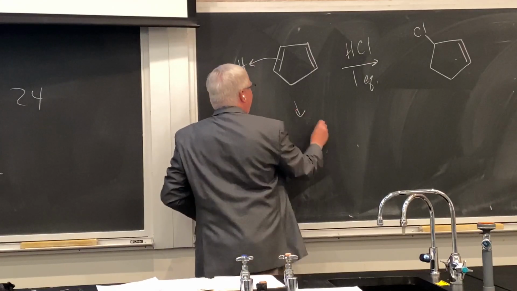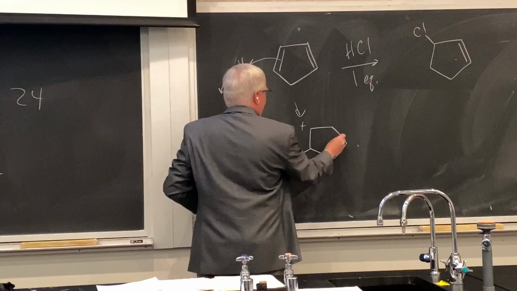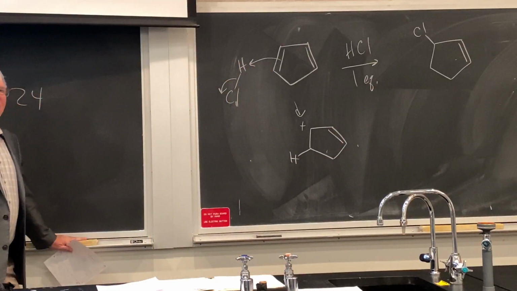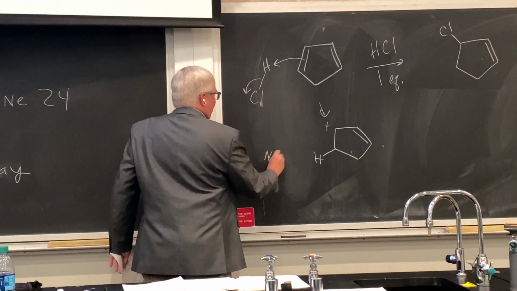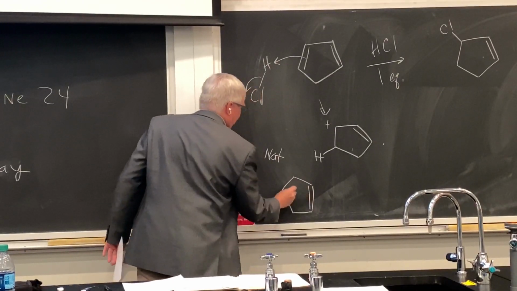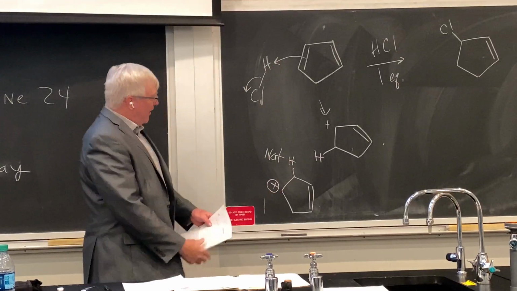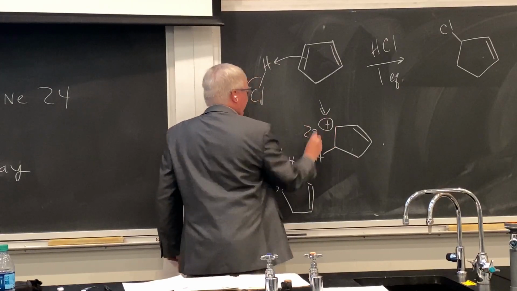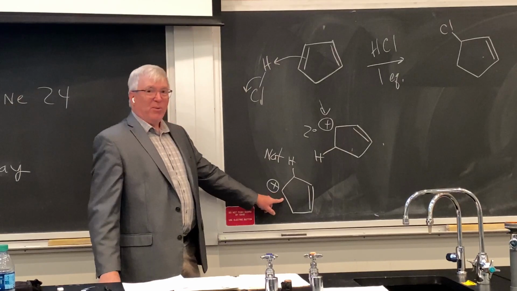So what's our intermediate look like? It's going to be this. And I'll draw the hydrogen there and the cation, okay? So what is that? That's an allylic cation, okay? Notice we did not put the proton at the internal position. That would have given us this cation. Yeah, that's a secondary cation, and so is this one. They're both secondary, right? But what is this cation benefiting from that this one is not?